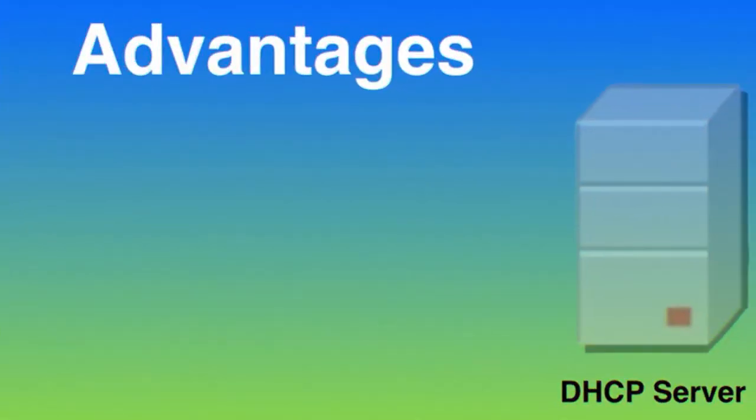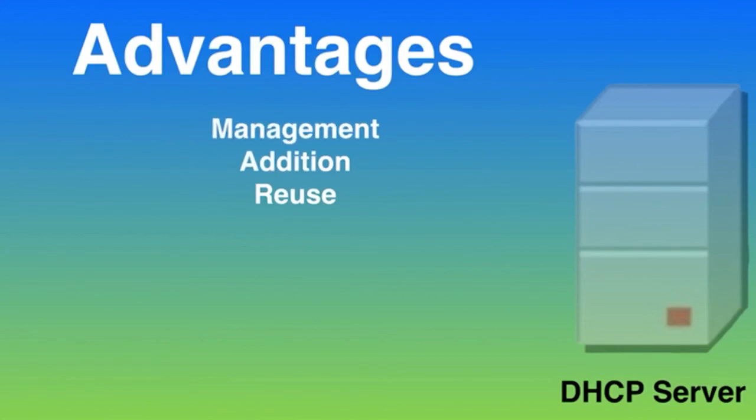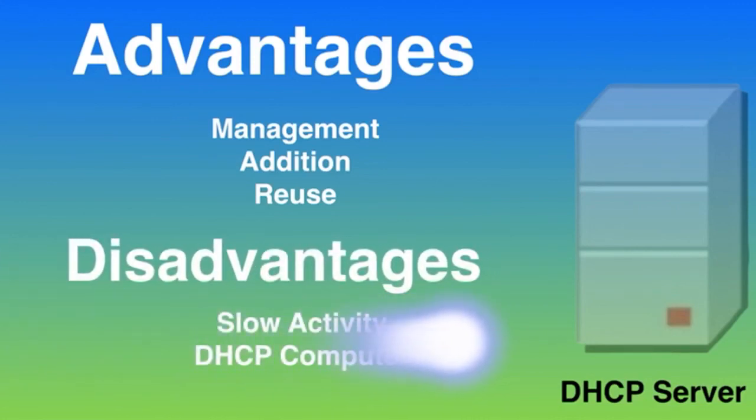Let me tell you a few advantages of using DHCP. Centralized management of IP addresses, seamless addition of new clients into a network, reuse of IP addresses, reducing the total number of IP addresses required. Disadvantages of using DHCP. Tracking internet activity becomes slow, as the same device can have multiple IP addresses over a period of time. Computers with DHCP cannot be used as servers, as their IPs change over time.